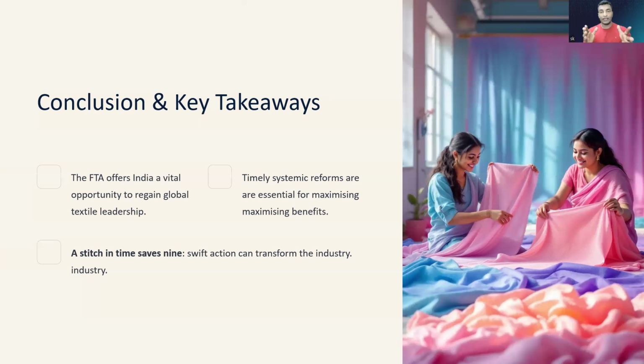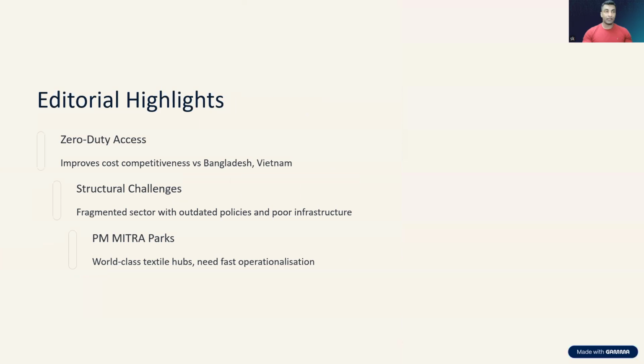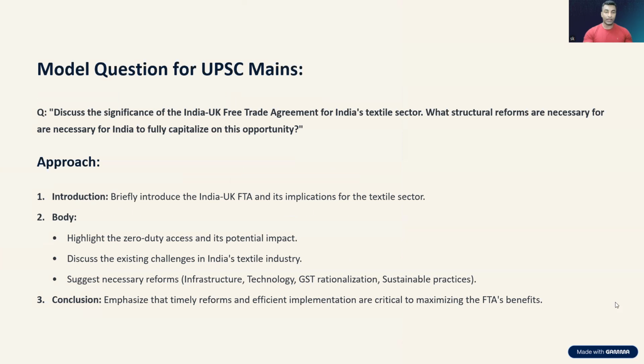So these are the key points that I want to discuss, connected with the editorial. Now the question also we have addressed, right? So I hope now you will be in a position to answer this question easily. You can talk about the introduction, of course: you can tell what this FTA is all about and its implication for the textile sector, as I discussed already. And then you can highlight the zero duty access and its potential impact. As I discussed already, it is going to increase the exports and other things. And you also discuss the challenges that India's textile industry is facing now and suggest the reforms, as I discussed: the infrastructure, technology, GST rationalization, sustainable practices, etc.